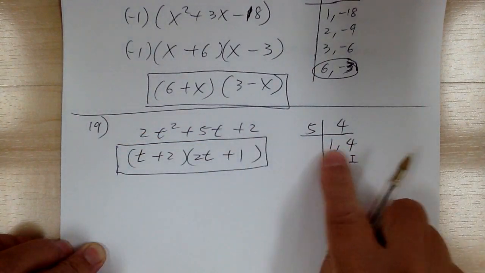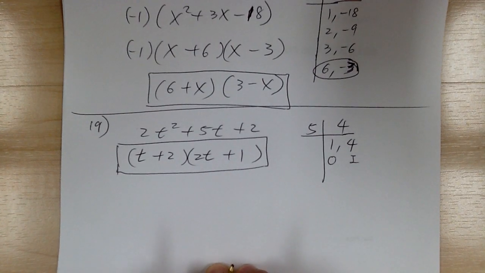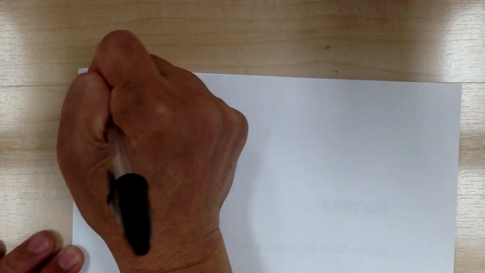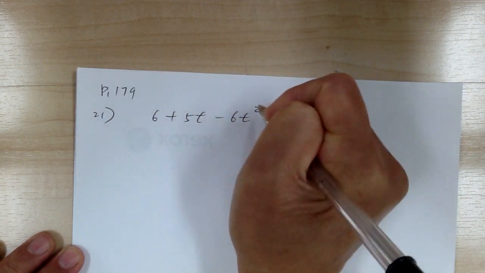But first you get your correct combination, and you can see what goes on here. Okay, let's go to 21. You have 6 plus 5t minus 6t squared.